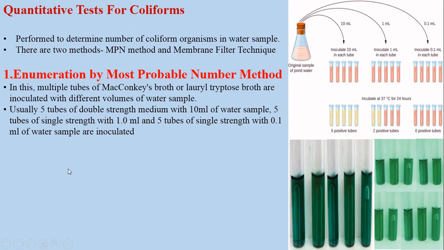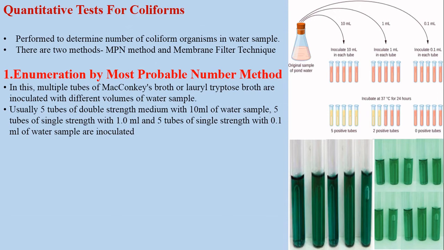That means in a single set of experiment there are 15 tubes. First 5 tubes are of double strength medium and the remaining 10 tubes are of single strength medium. The first 5 tubes of double strength medium are inoculated with the 10 ml of the water sample, and from the remaining 10 tubes, 5 tubes are inoculated with the 1 ml of the water sample and 5 tubes are inoculated with the 0.1 ml of the water sample.